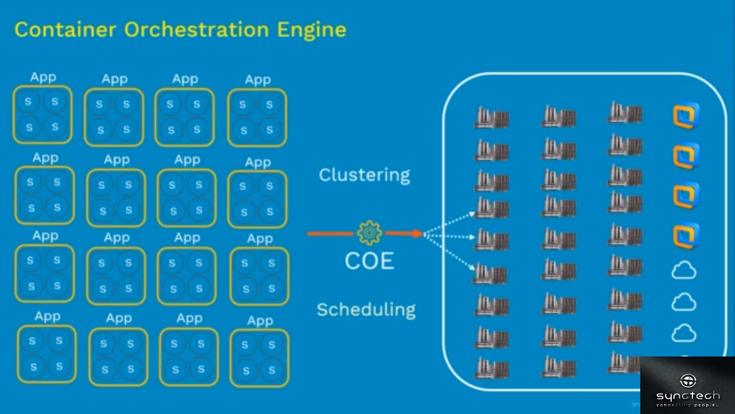At a very high level, clustering and scheduling are two primary features of a Container Orchestration Engine. So what are the other important features of this tool? And we'll see that in the next slide.